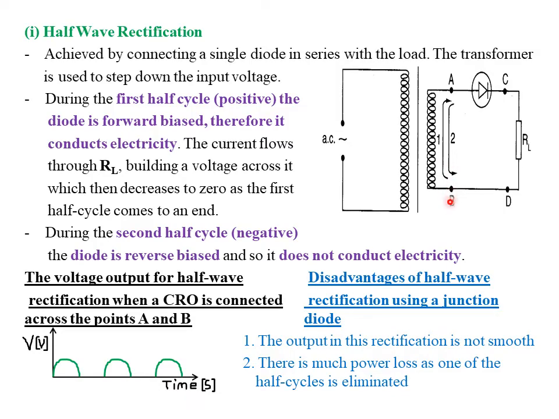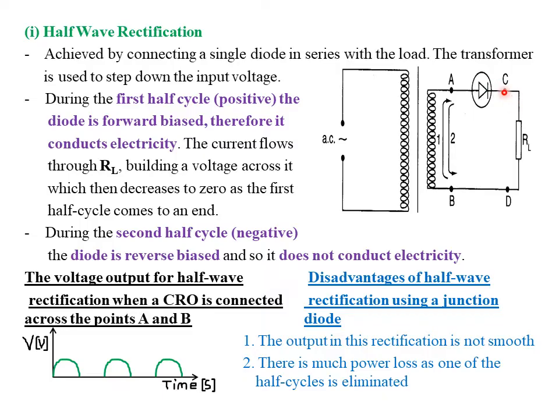The current is expected to flow from point B, which will be made positive, through point D, through the resistor load. However, when the current gets to point C and through the diode, it finds that this particular diode is reverse biased because the point B, which is positive in the second half cycle, is connected to the N-type region of this particular diode. Therefore, the diode is going to offer very high resistance to the flow of electrical current.